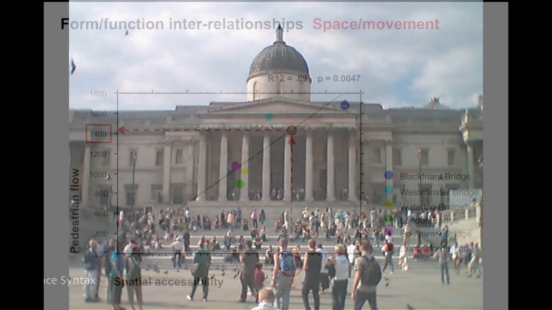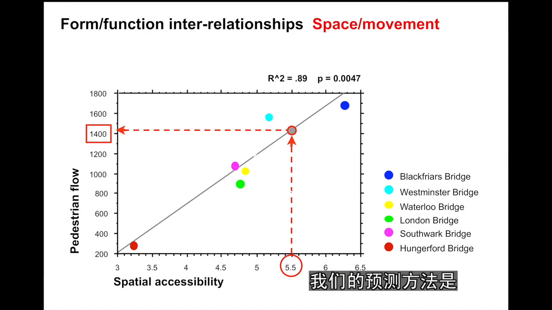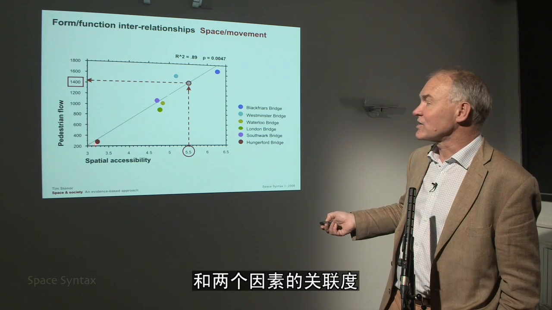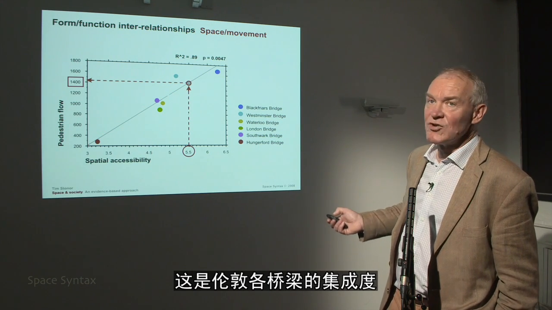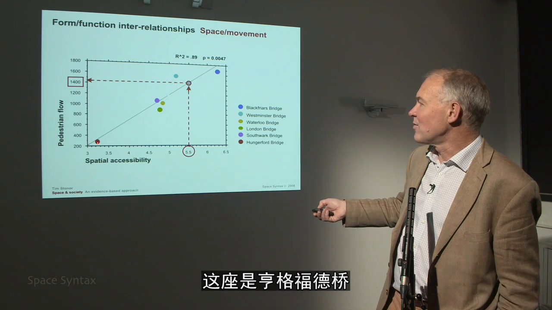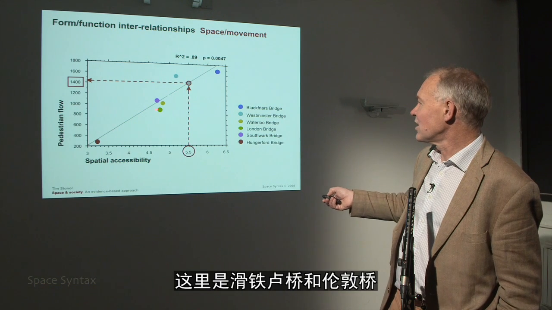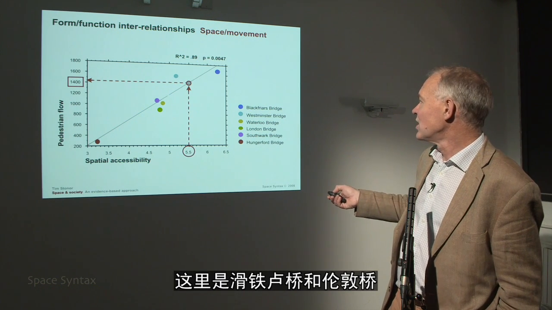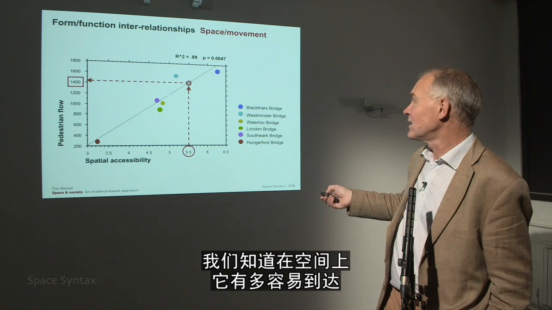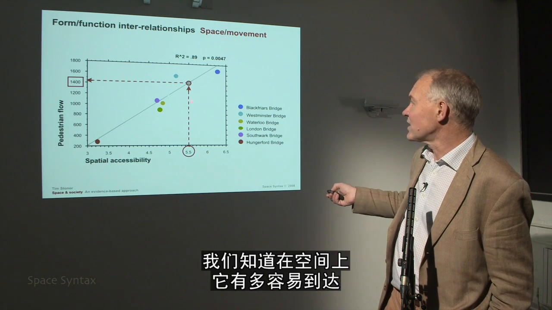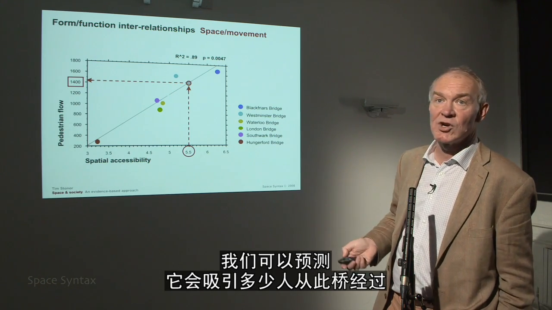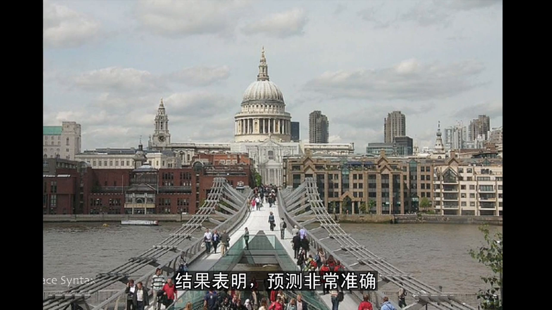The way our predictions work is if we have a regression line, a correlation between two factors. These are the degrees of integration of various bridges in London, and this one here is the Hungerford Bridge, this is Waterloo and London Bridge. This one could be a new bridge, the Millennium Bridge, let's say. And we know how spatially accessible it will be. We can make a prediction as to how many people it will attract to flow across it. It turns out that the prediction was a good one.